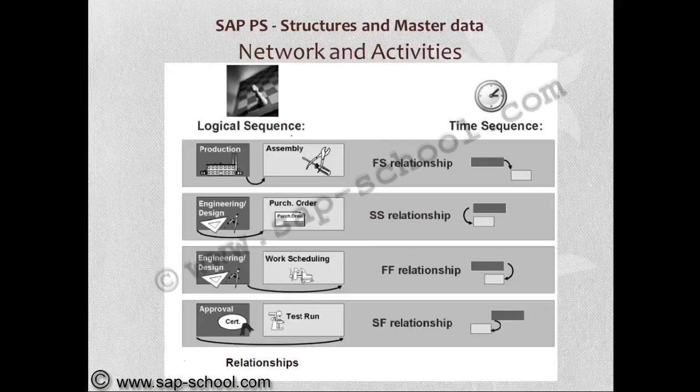Finish to start, that is the FS relationship. That means once the production has been finished, only then will the assembly procedure start. So this relationship will be used to link these two activities. Another one is start to start, the SS relationship. The engineering design and purchase order processing are started simultaneously, both starting together. Finish to finish: engineering design and work scheduling both finish together. Once the engineering design finishes, only then will work scheduling finish.